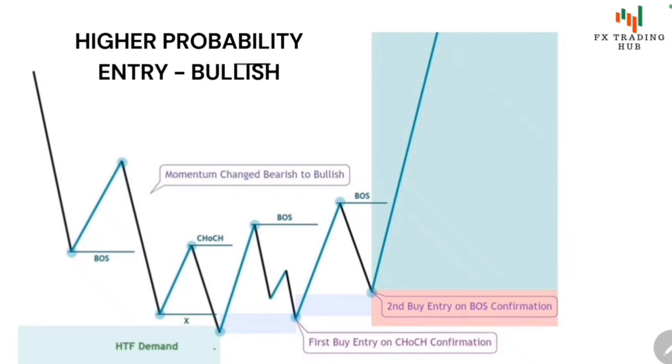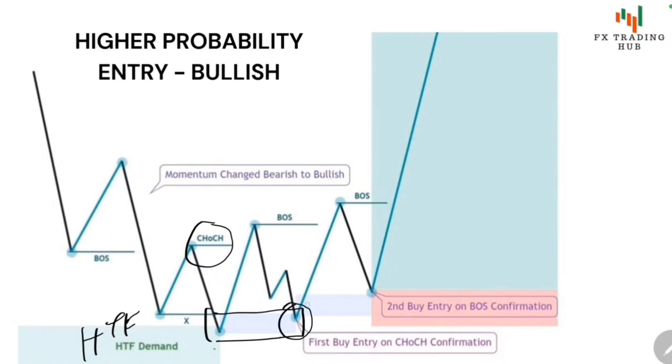Here, this is a higher probability entry method, whereby this is our higher time frame. When price comes to a higher time frame, we step down to a lower time frame, and we have our first change of character right there. We have a zone here on a lower time frame that gives us our first change of character. This is supposed to be our entry, the first buy entry.